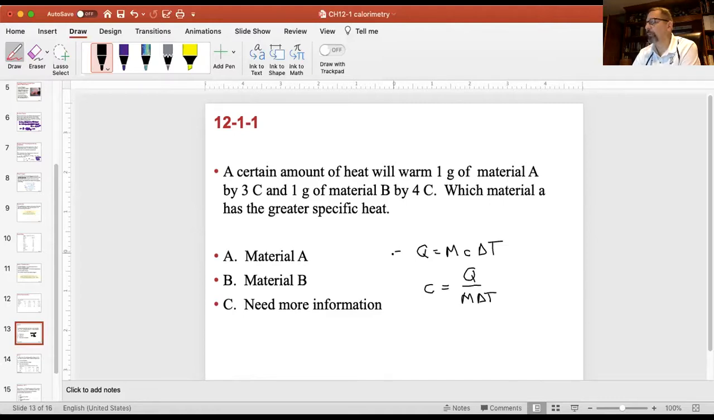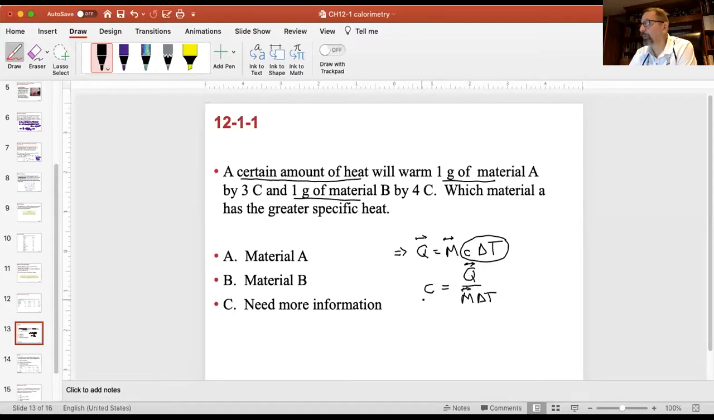So here's the equation we just said, right? Q is equal to the mass times the specific heat times the change in temperature. And key word here was certain amount of heat, 1 gram of material A and also 1 gram of material B. That means Q here is the same for both materials, and the mass is the same for both materials. And so really we're just trying to figure out what the relationship between the specific heat and the temperature changes. So I'd solve for specific heat, right? Q divided by the mass divided by delta T. And Q is the same, remember, and M is the same.